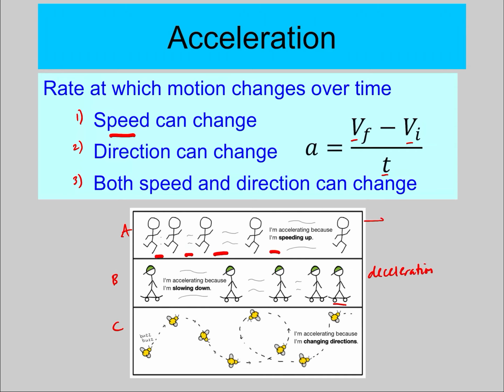In A and B, the person traveling is always going from left to right. But in the case of C, the vector is changing, right? So remember we had those arrows, and in this case, the arrows are changing. The bee is not going constantly left to right. Sometimes the bee is going to the upper right hand, the lower right hand, going upper left hand. And so this is also a change in acceleration.